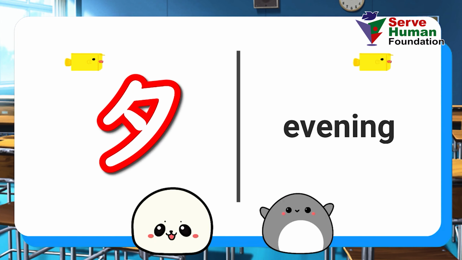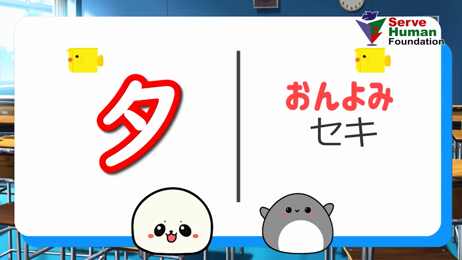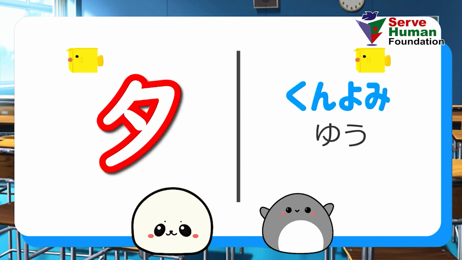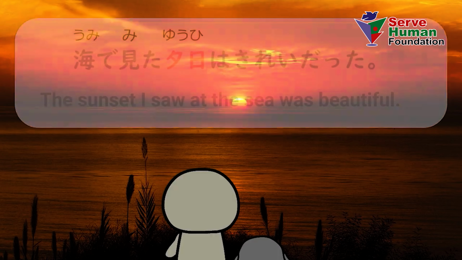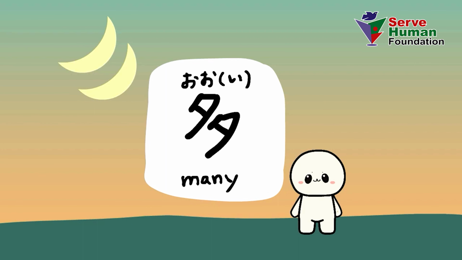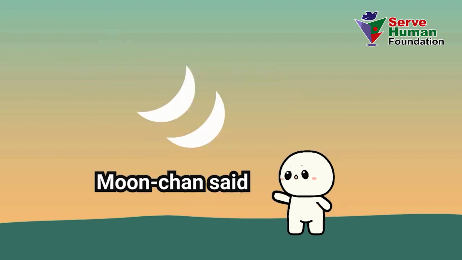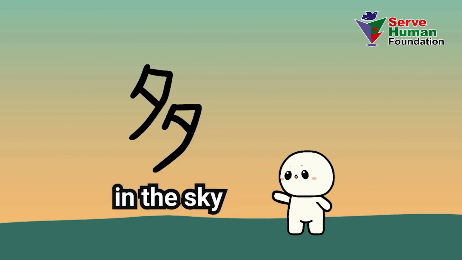This kanji means evening. How do we read this kanji? Onyomi is seki. Kunyomi is yuu. An example word is yuhi. An example sentence: 海で見た夕日は綺麗だった。 Then next is 多い. Moon-chan said there were many moons in the sky.